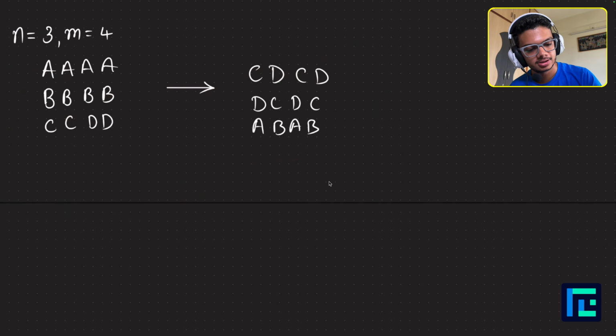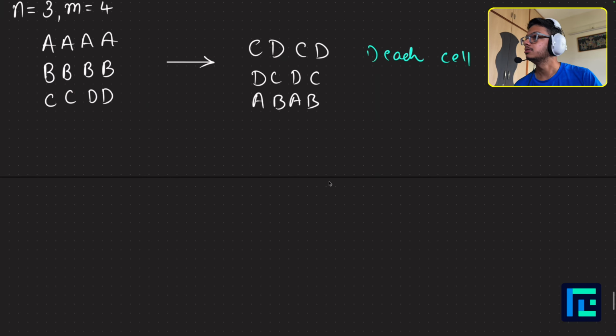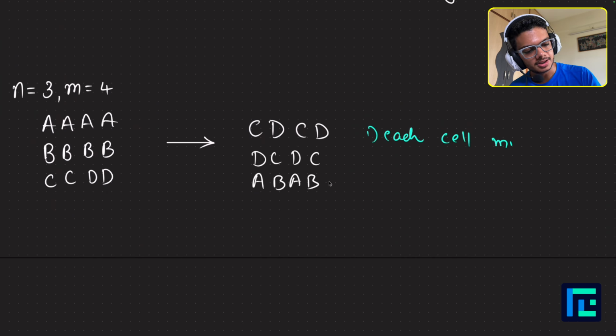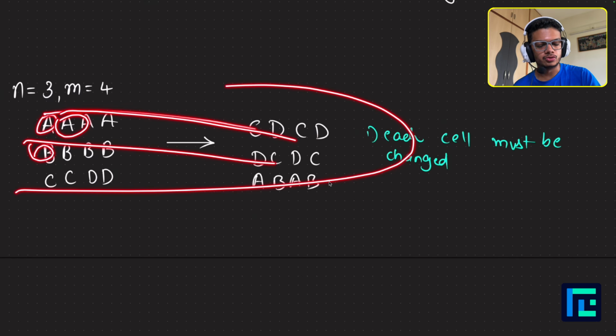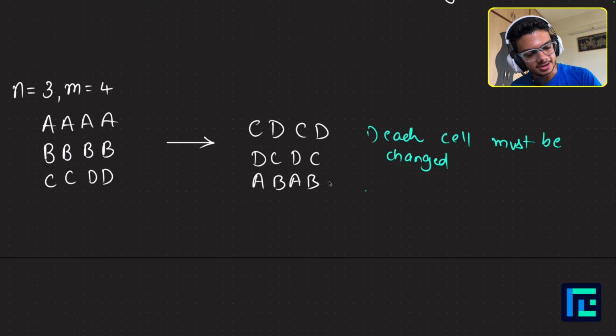So one condition here is each cell must be changed. Here you can see this A is turned into C, this A into D, this B into D, and so on and so forth. You can verify it for yourself. And the second condition is no two adjacent cells have the same character.